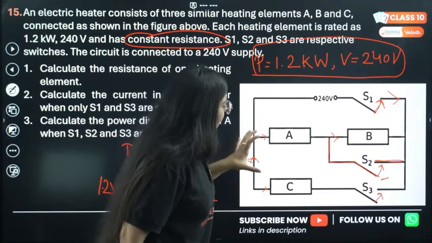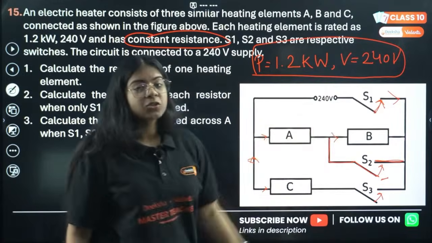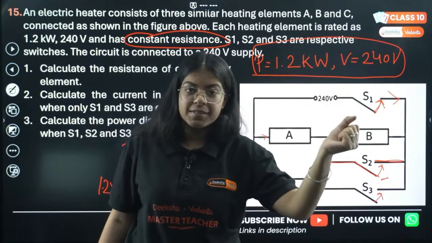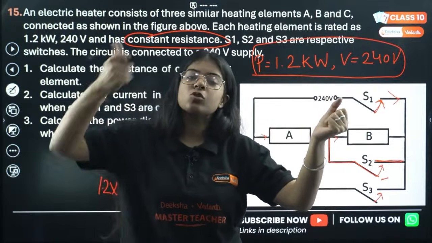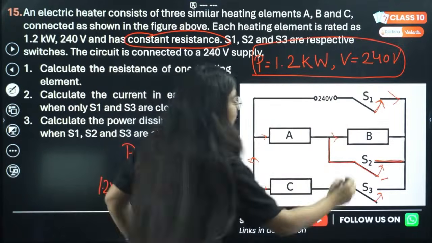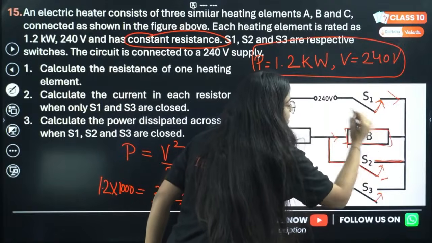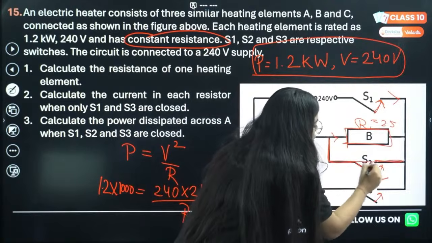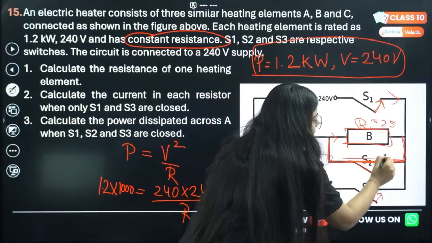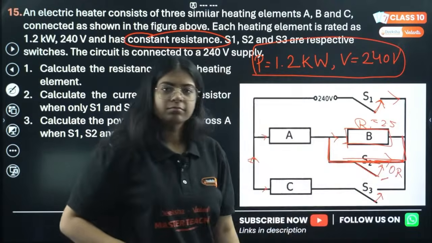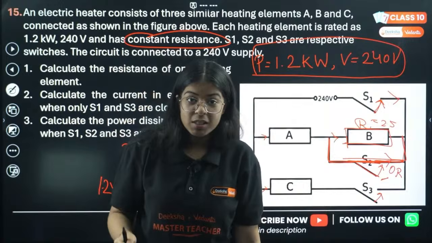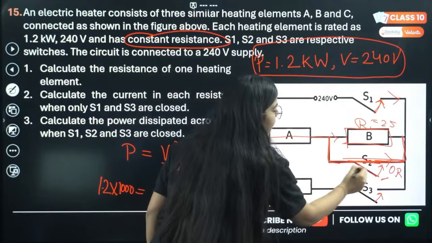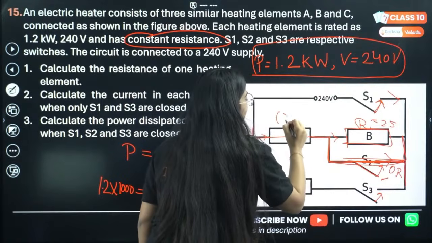If the current is going through A, the current has two options. It can either go through a path which has high resistance, or it can go through a path which has no resistance at all. B has some resistance, but if this whole branch with S2 is closed, S2 will have zero resistance. So the current will flow something like this, and the whole resistance across A will now become 5 ohm.